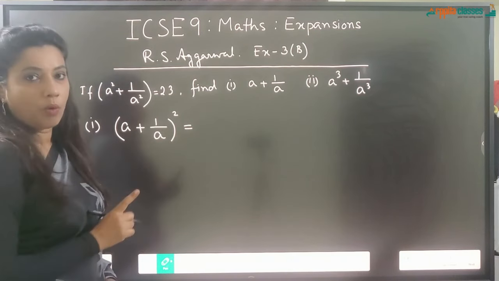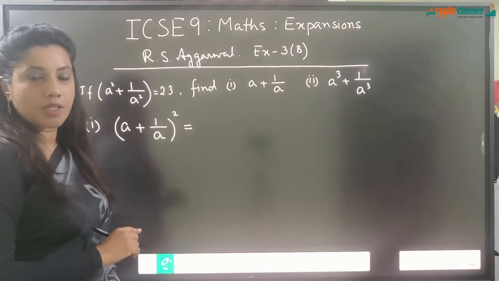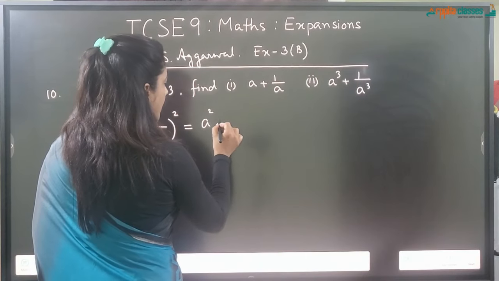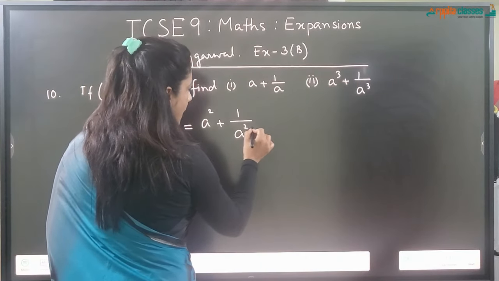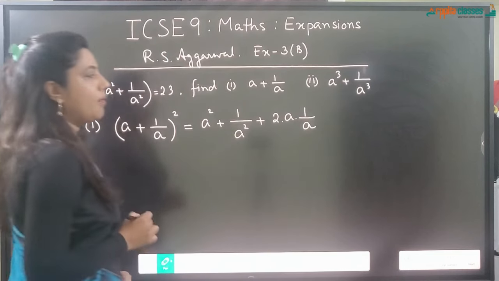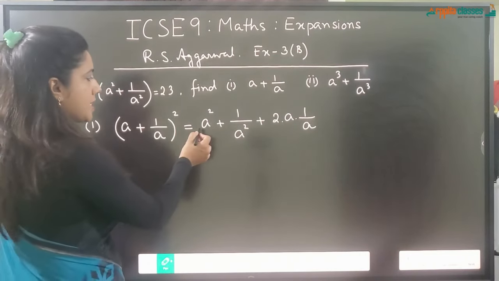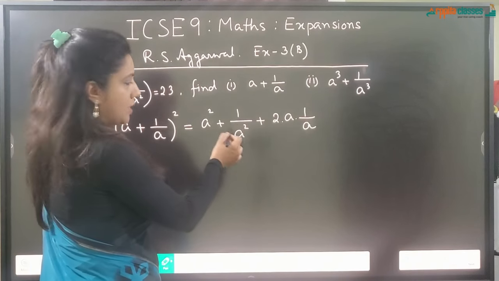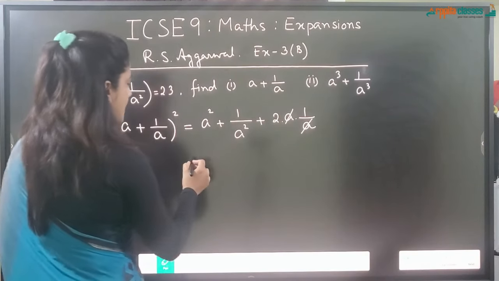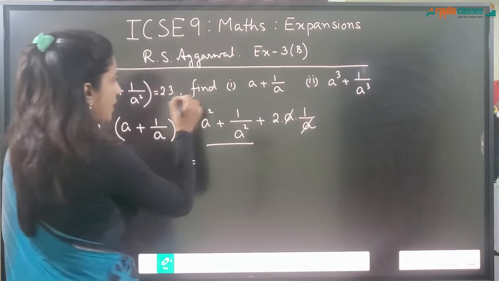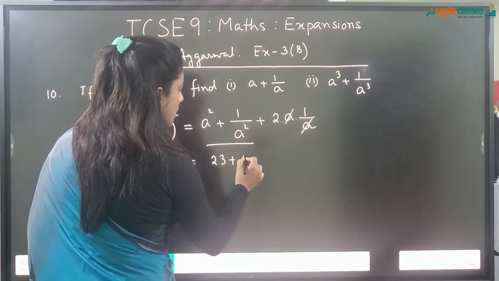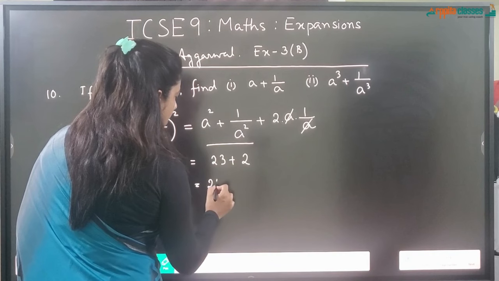This is a plus b whole square. A plus b whole square is a square plus 2ab plus b square. So let me write the formula: a square plus b square plus 2 into a into b. This is the formula for a plus b whole square. This is my a. My b is 1 upon a. So a square plus b square plus 2ab. So here a and a will get cancelled. And here a square plus 1 upon a square is 23. That is given to you. So put the value, 23 plus 2. So I am getting 25.